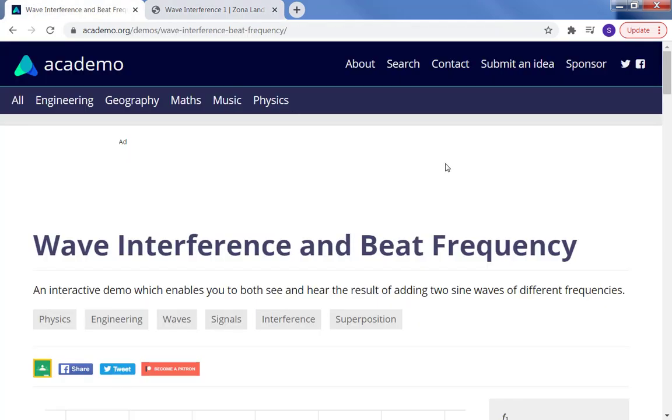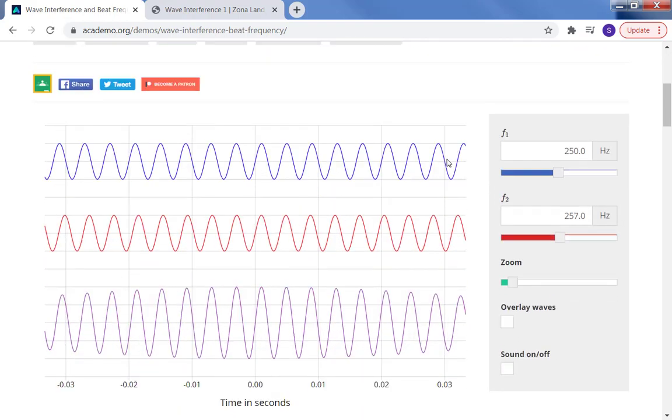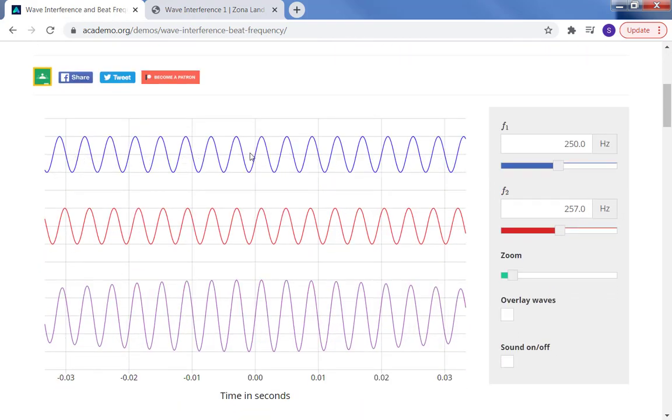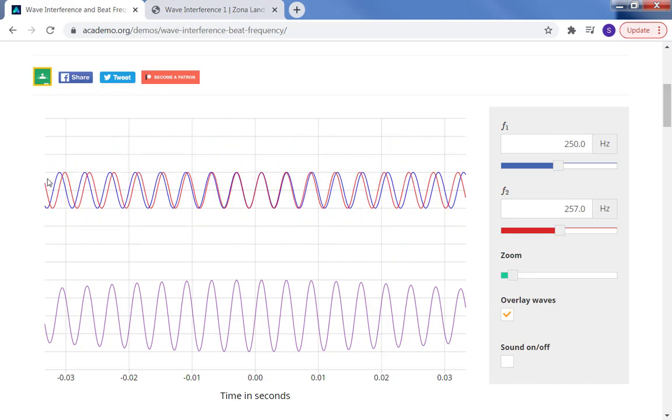And I have a wonderful demo for this as well. So here I have a blue wave at 250 hertz, a red wave at 257 hertz, and if I overlay them, you can see that over here they're moving out of sync with each other, and then they're in sync over here and they move out the other way on this side. And if I turn on the sound for this, you can hear it oscillate. Wah, wah, wah. That oscillation is the beat frequency.